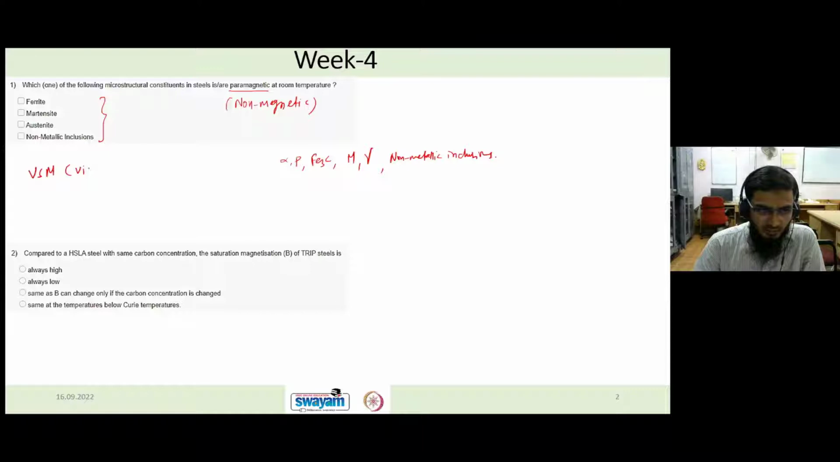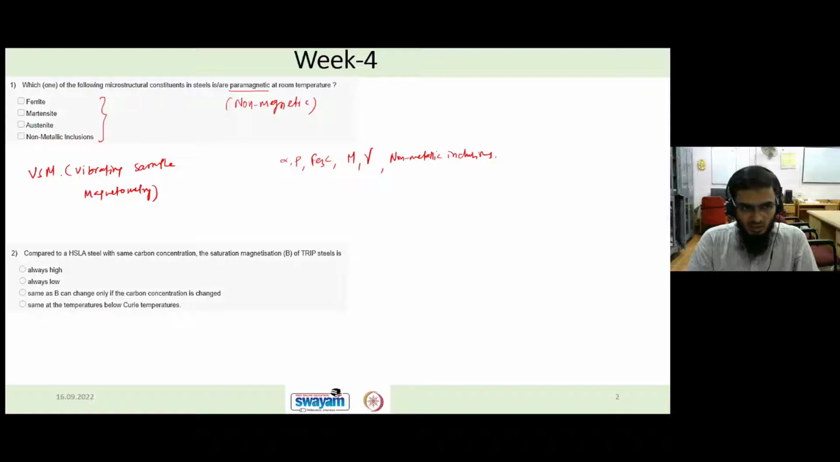that is vibrating sample magnetometry. The main principle behind it is that it identifies the ferromagnetic element, and based on the percentage of ferromagnetic element, the saturation magnetization will vary. If it contains paramagnetic or non-magnetic element, that saturation magnetization will decrease. So that's how we identify the presence of non-magnetic elements.